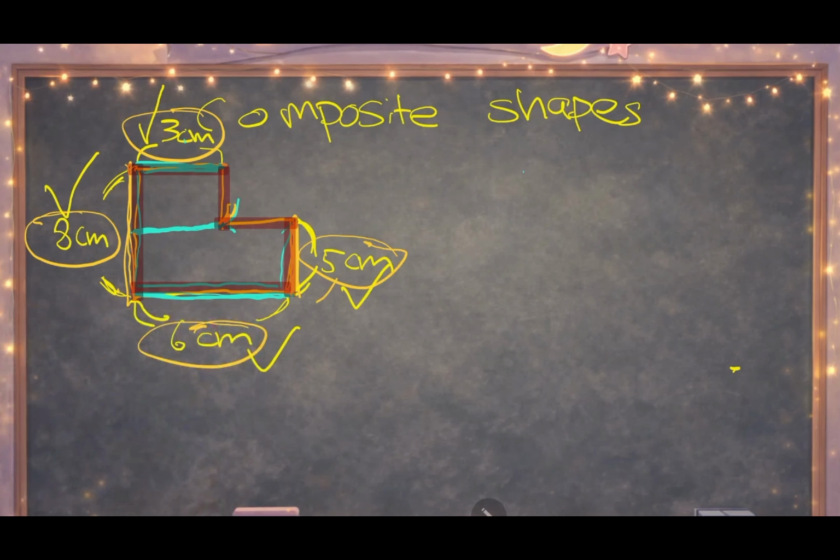Now we are going to calculate the area of the shape. To make the process easier, I am going to split this into two rectangles and label this side rectangle B and this side rectangle D.